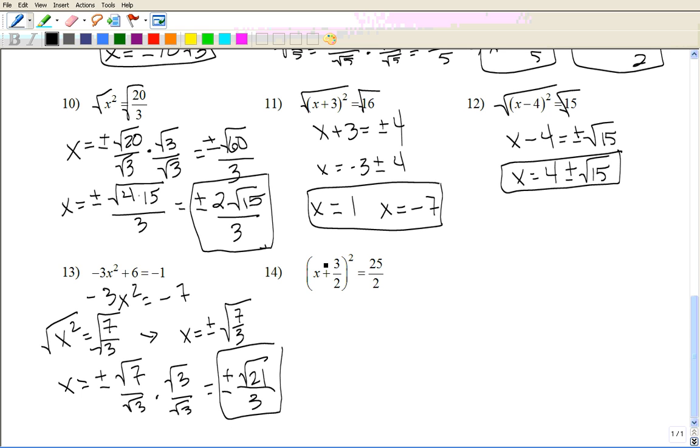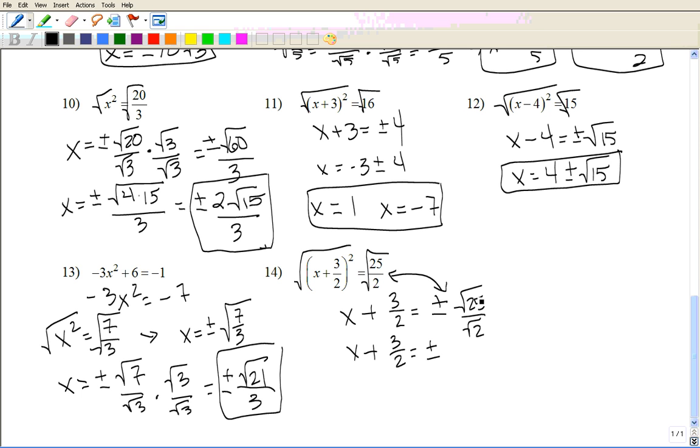And then the last one, we have (x + 3/2)² equals 25 over 2. So I could take the square root of both sides. And I get x + 3/2 equals positive or negative. I'm going to go ahead and split the square root of 25 over 2 into the square root of 25 over the square root of 2. That's the same thing, just so you know. Those are the same. Okay, and then I'll have x + 3/2 equals positive or negative. The square root of 25 is 5.